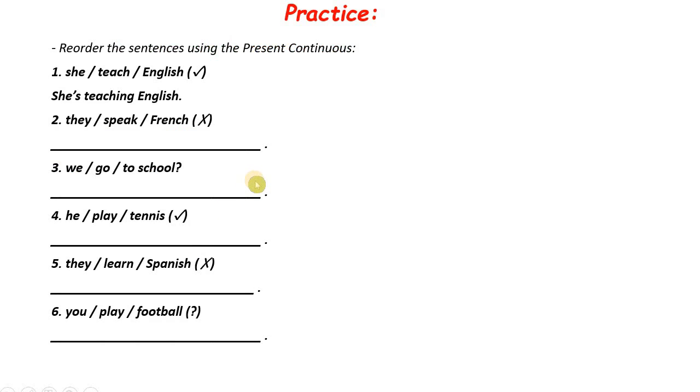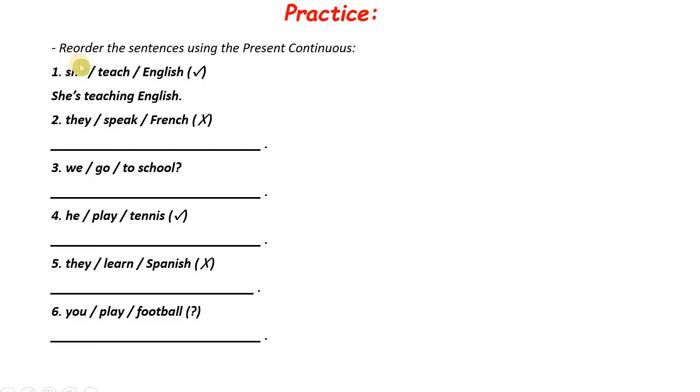Let's move to the practice part. Take some time to do the exercise, then you can play the video to watch the correction. Here we have an exercise. Reorder the sentences using the present continuous. So we have words that are disordered, we have to put them in the order. In addition to reordering the words, you have to conjugate the verb in the present continuous tense.